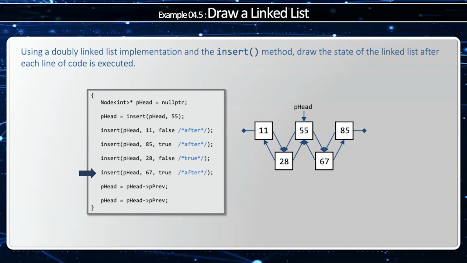Now all 5 nodes are fully integrated into the linked list. Notice how pHead is not really pointing to the head anymore. So I'm going to say pHead equals pHead arrow pPrevious. And then pHead equals pHead arrow pPrevious again. And now my linked list is finished.